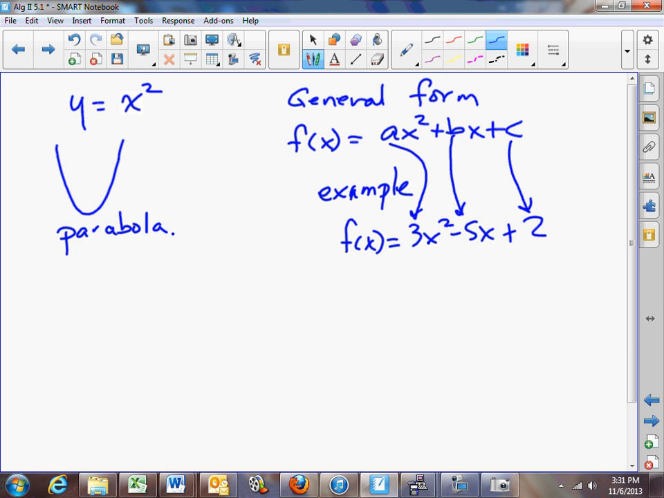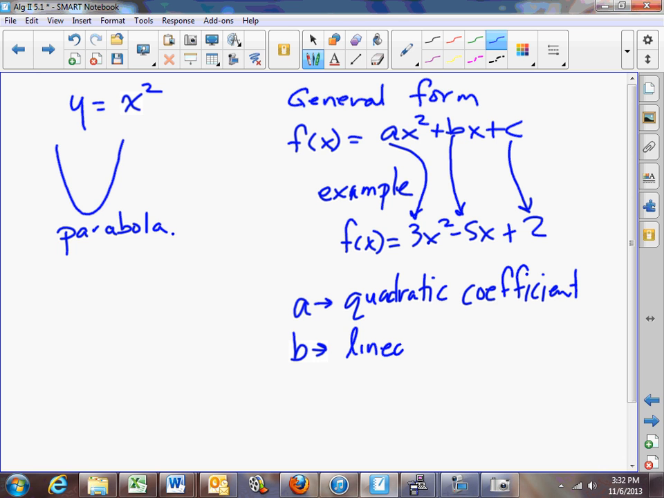Now, we call a the coefficient of the quadratic term. We call b the coefficient of the linear term, and we call c the constant.